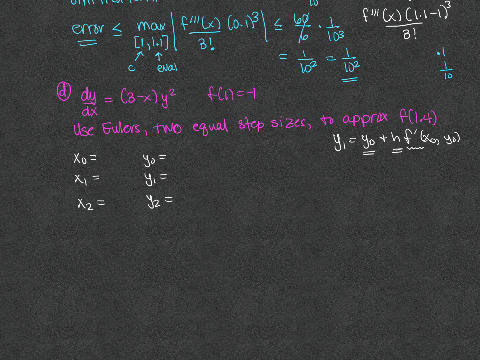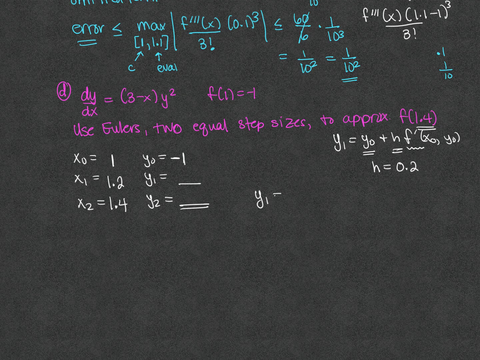The first line is our initial condition. They want us to approximate f of 1.4. So this is the answer we really want. They are equal step sizes, so this would be 1.2 in between them. Remember, h is what you add to get to the next term. And now we have to calculate. So to get to y2, I first have to calculate y1.